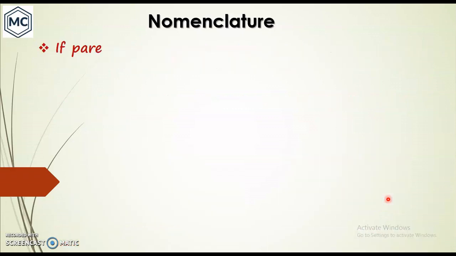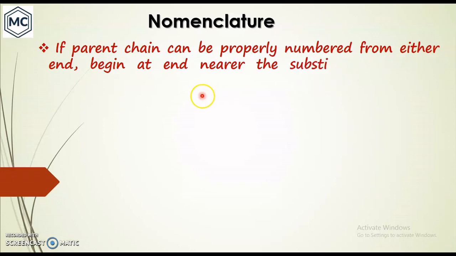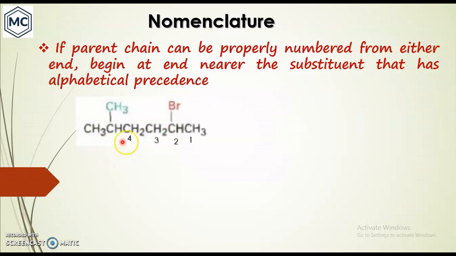Okay. Next one. If a parent chain can be properly numbered from either end, we should begin at the end nearer to the substituent that comes first alphabetically. Now let us see this example. If you start numbering from this end, the substituent gets 2 here. From this end, the substituent also gets number 2. So where do we start? In such a situation, we have to give preference to alphabetical order. So you have to start numbering from this end. We have to consider this alphabet. So what is the name of this compound?